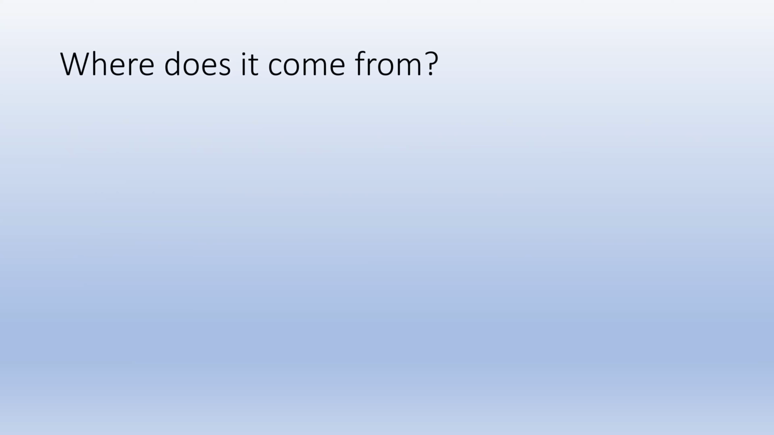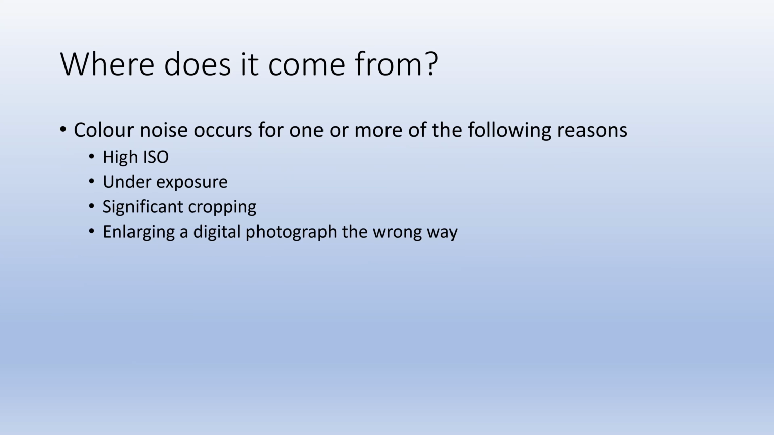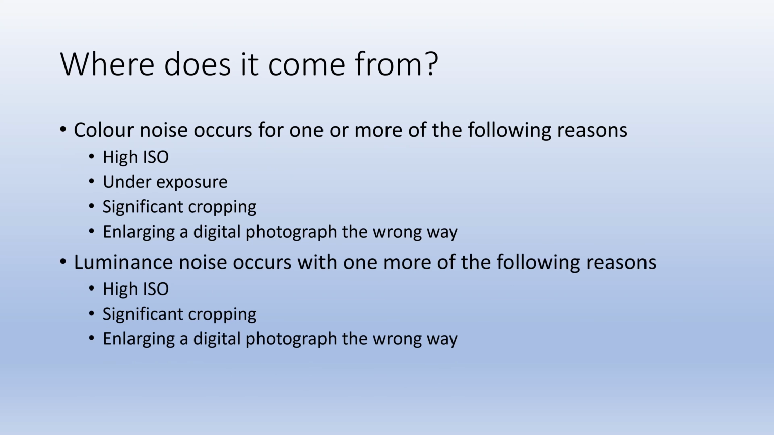So where does it come from? Well, color noise occurs for one or more of the following reasons. We're going to look at three of these tonight. One is high ISO, underexposure, significant cropping, or enlarging a photograph in the wrong way. So this is where you've got a crop of a photograph that you then want to show really big. Luminance noise occurs with one or more of the following reasons: high ISO, significant cropping, or enlarging the digital photograph. So you'll see there's a crossover.